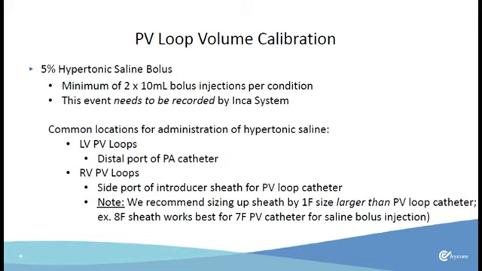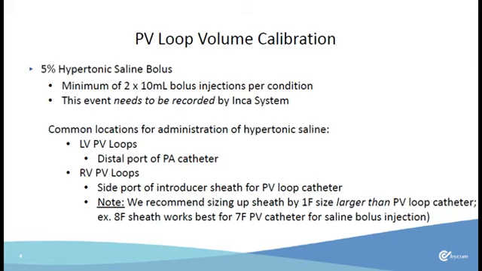In fact, we recommend that a minimum of 2 10 milliliter bolus injections of 5% hypertonic saline occurs per condition. A condition is defined as any single time a PV loop catheter is delivered into the ventricle. So for cases like a TAVR procedure, where the PV loop catheter and the TAVR valve are both delivered retrograde, we would have two conditions, pre and post TAVR deployment, which would need to be calibrated separately.